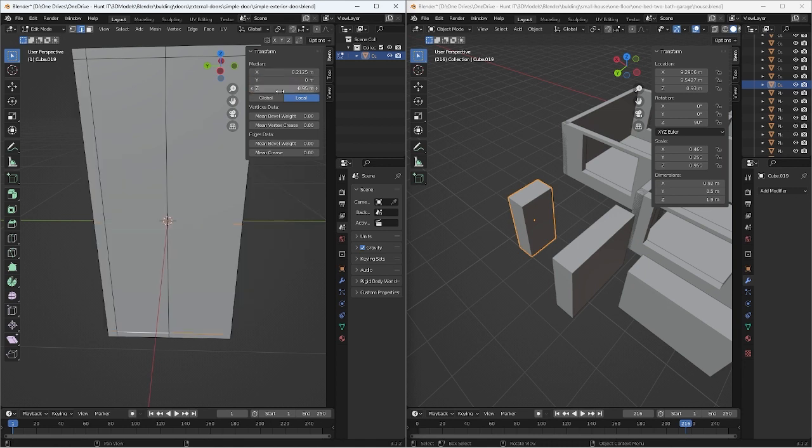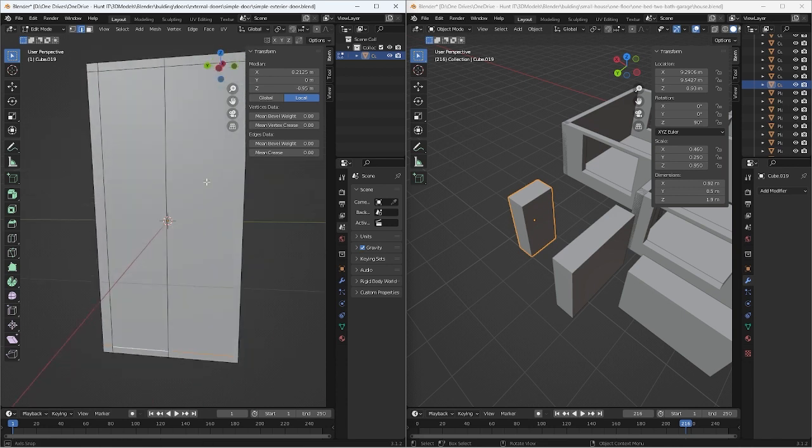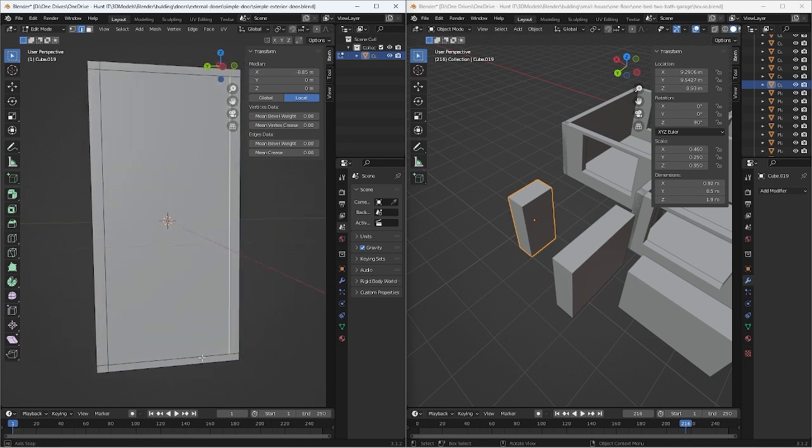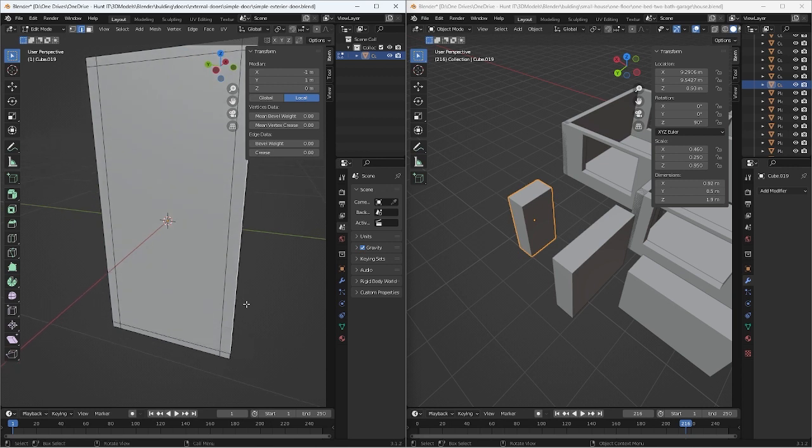Minus 0.95. Nope. And then across this way, I want it minus 0.85. I think I did that. And then there we go. So I've got a framing point around it now, so I can play around with the next parts.